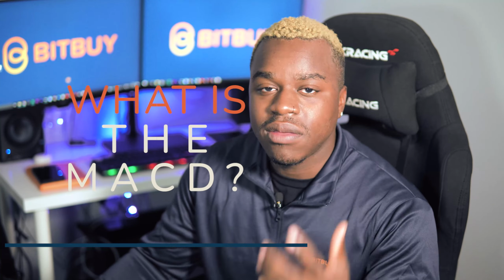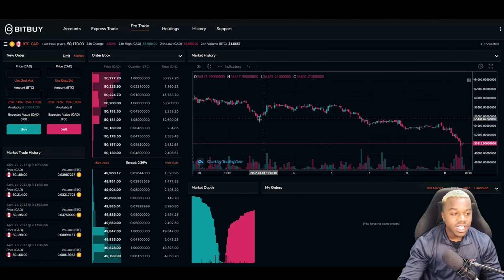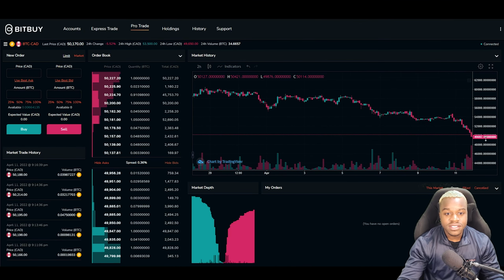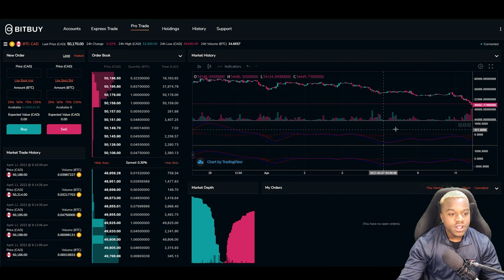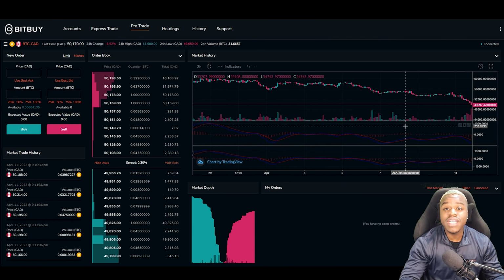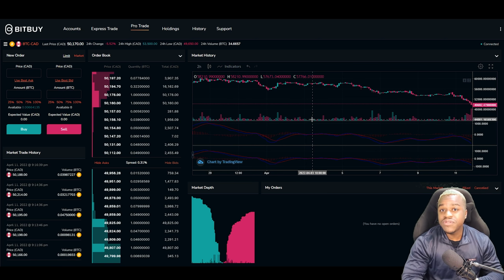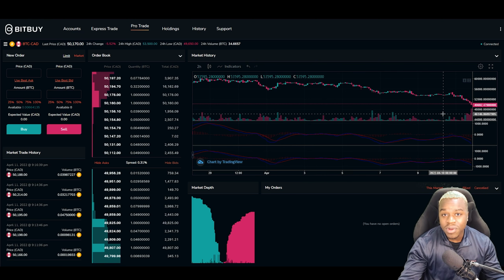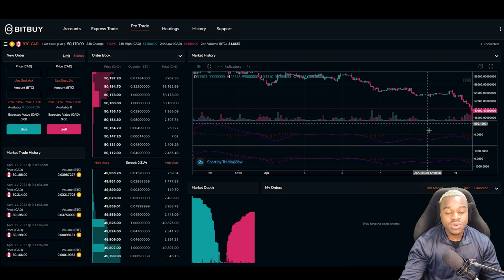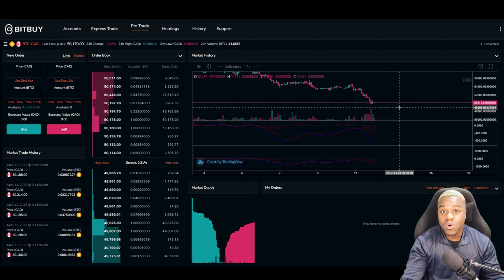Let's get it. So the first question is, what is the MACD? The MACD is a trading indicator that is used in technical analysis when you're looking at a price chart. This is what it looks like right here, and it is short for moving average convergence divergence. It was created in the 1970s, and it does reveal a trend's strength, direction, momentum, and it helps you see overbought and oversold ranges, and also come up with an average price range for an asset.